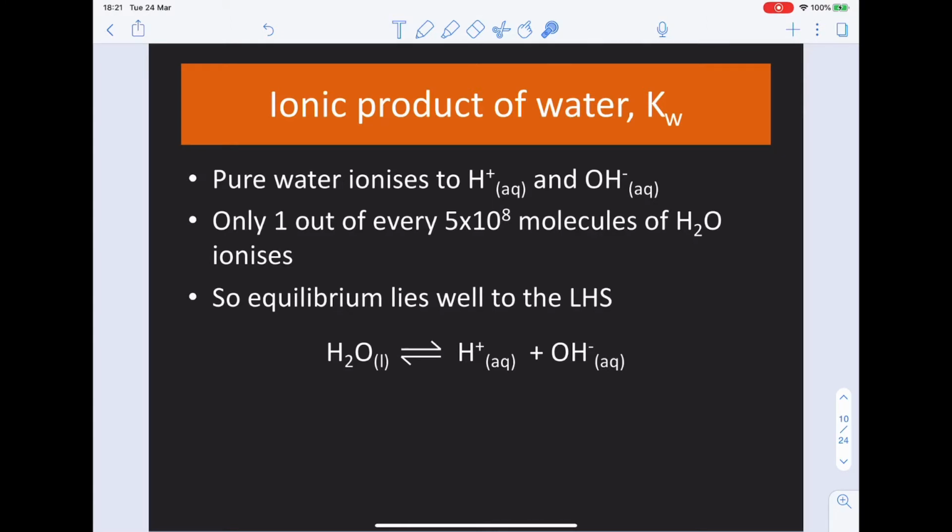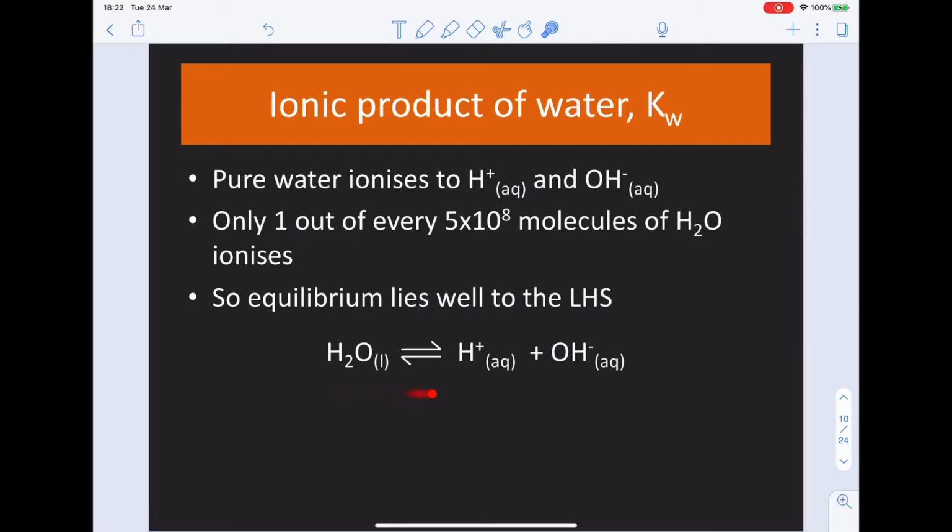So we start off with pure water, and even though it's pure, it does ionize very slightly to form H+ ions and hydroxide ions. So even with pure water, this does happen. However, the equilibrium is very far to the left-hand side, so there are very, very small amounts of H+ and OH- ions. Only 1 out of 5 times 10 to the power 8 molecules will ionize, and that's a very, very small number.